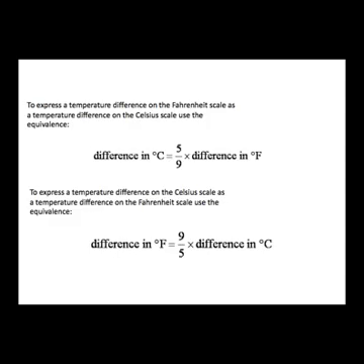To express a temperature difference on the Fahrenheit scale as a temperature difference on the Celsius scale, you take your difference in Fahrenheit and multiply it by 5/9. To express a temperature difference on the Celsius scale as a difference in Fahrenheit, you take your Celsius temperature difference, multiply by 9/5, and that's your degrees Fahrenheit.